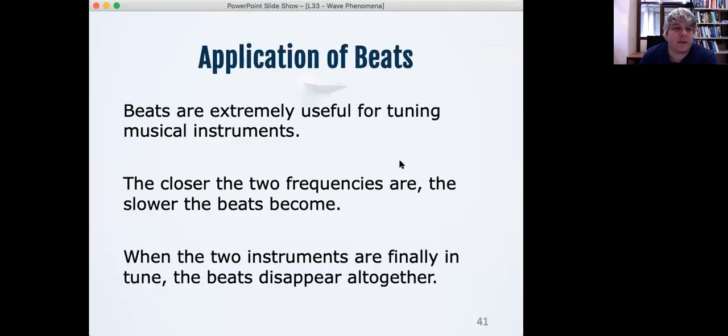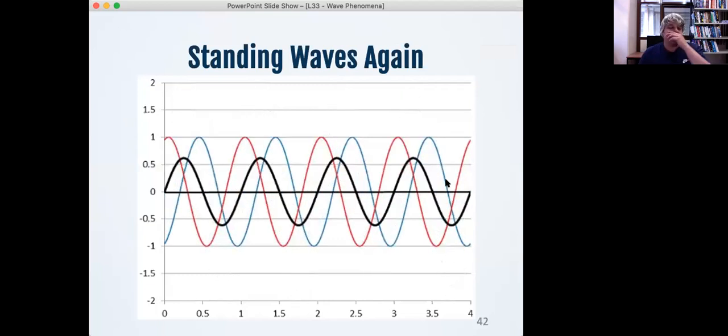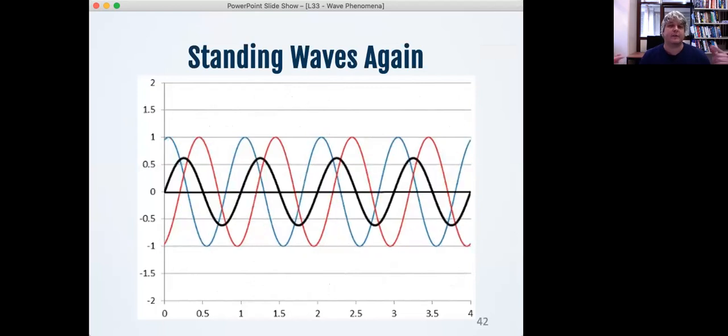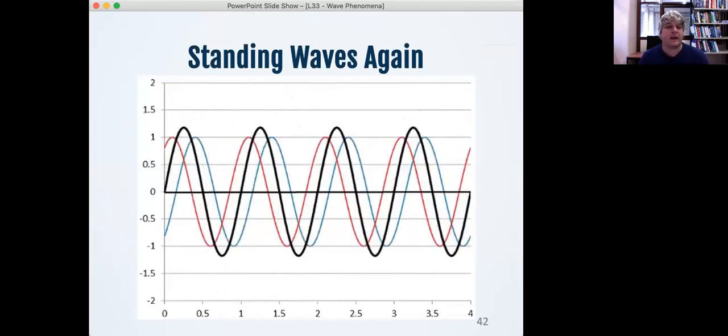Right, we're most of the way through this lesson now. So that was the application of beats. Then we've got standing waves again. So remember, standing waves were two identical waves traveling in opposite directions along a medium.